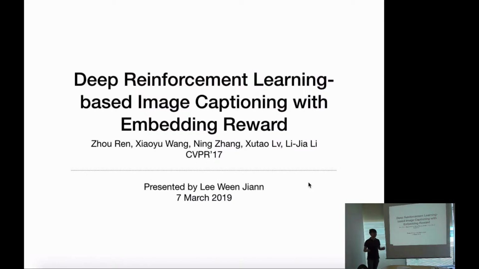Image captioning with embedding reward. And this was presented in CVPR 17, and I'll be talking about it today. So here's a bit of the outline.